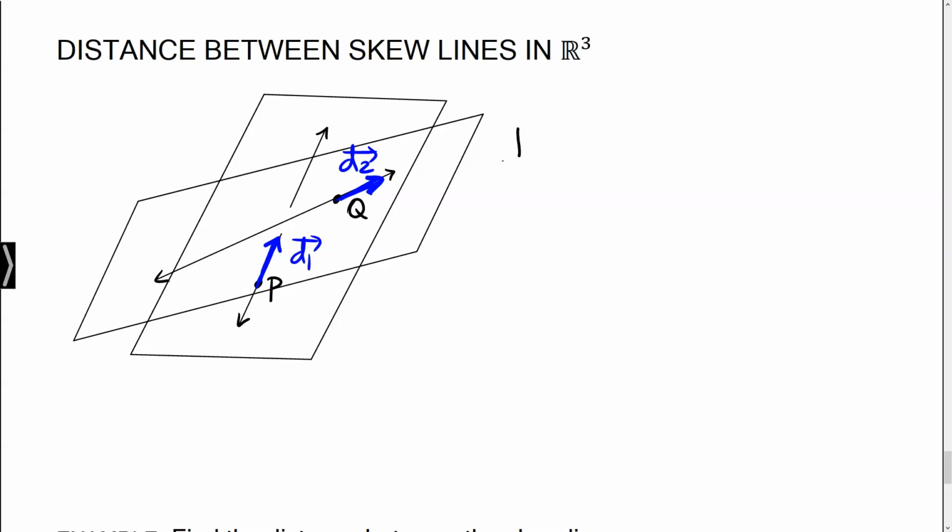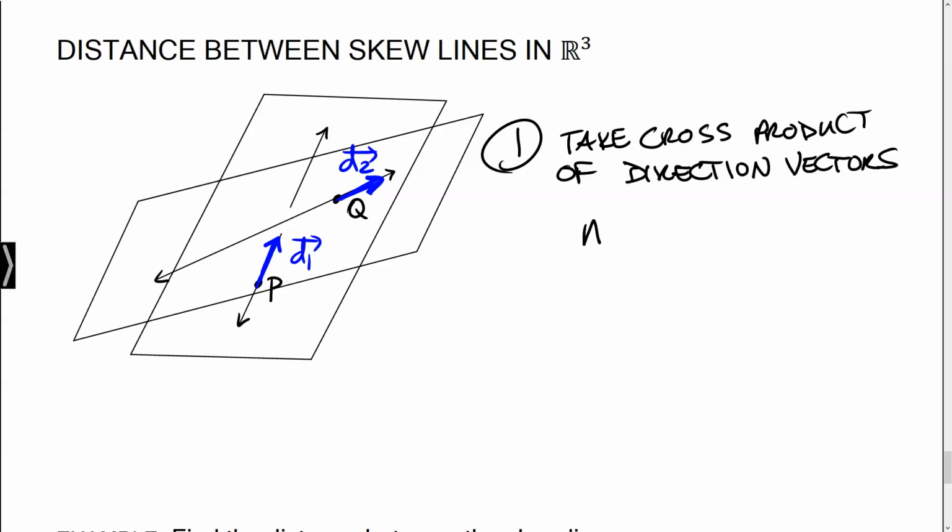First, take the cross product of the two direction vectors, and that gives us the normal, d1 cross d2.